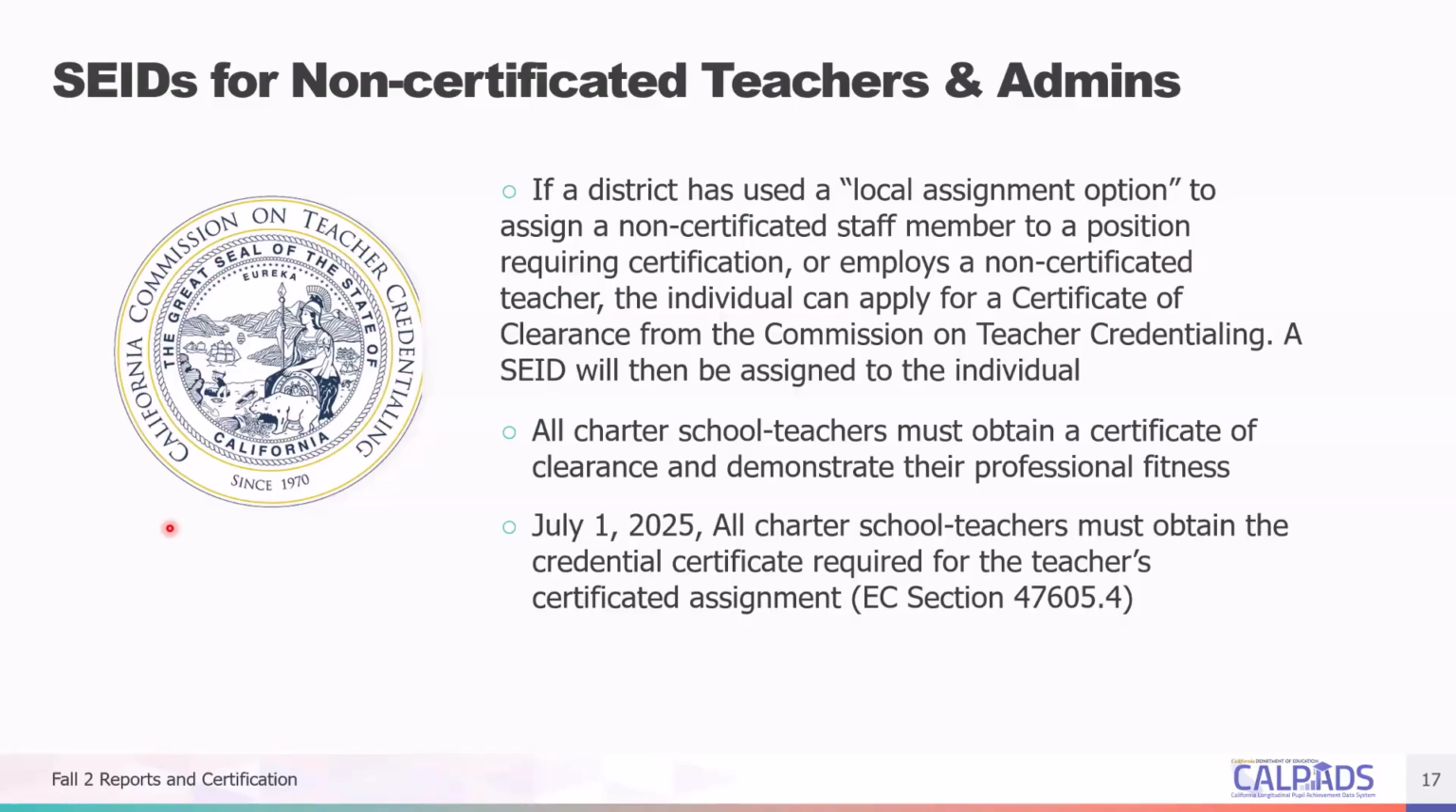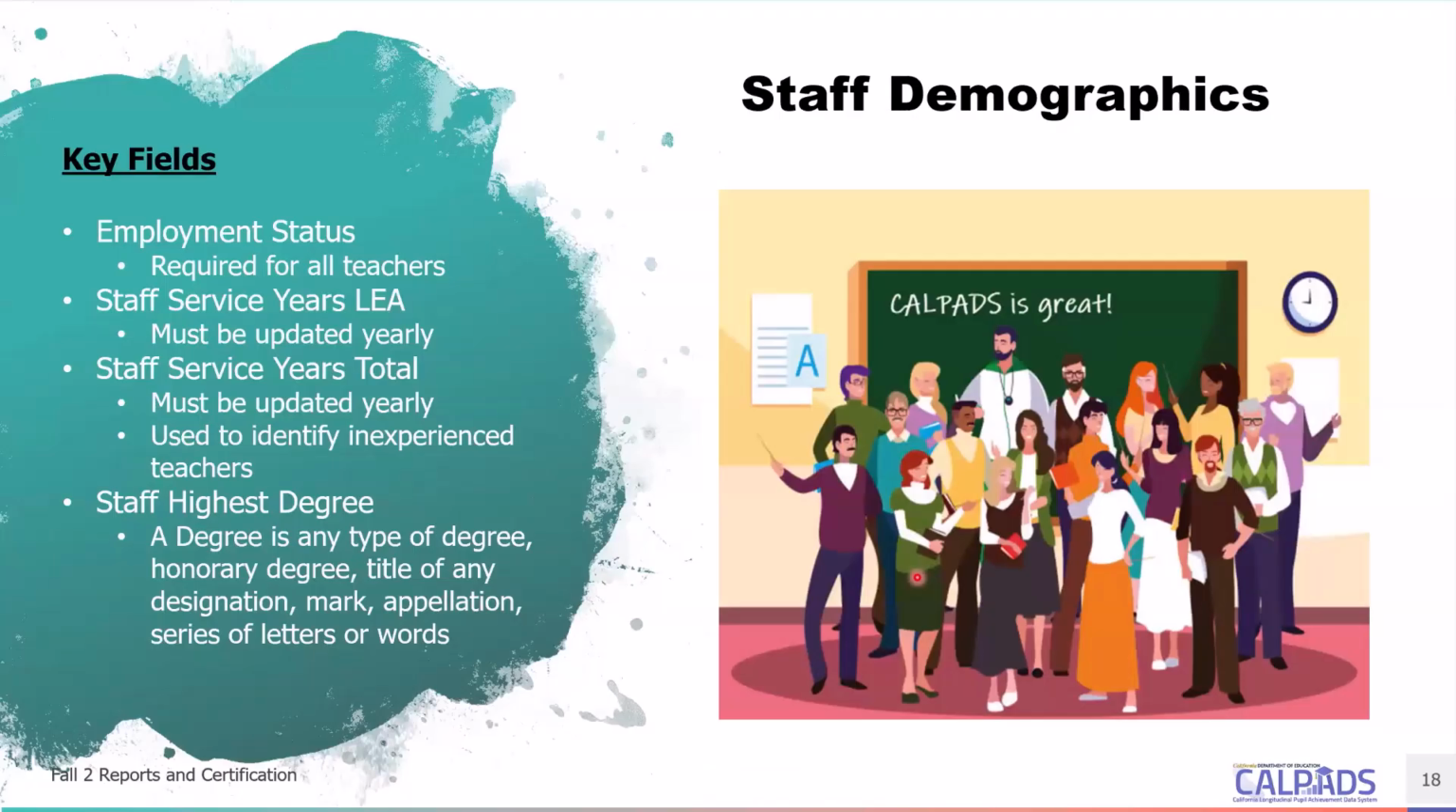So essentially, all charter school teachers are required to obtain a certificate of clearance and must demonstrate their professional fitness as part of the credentialing process. If your staff members do not meet all of the standard requirements to get their regular certification, they can acquire a certificate of clearance from the CTC so that they can be issued a SEED and be reported for this academic year.